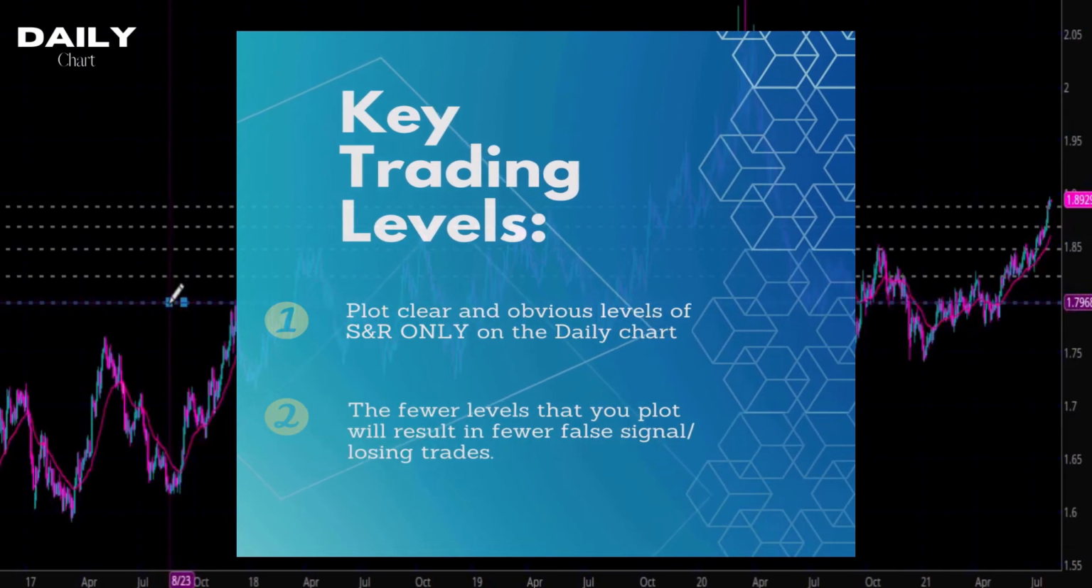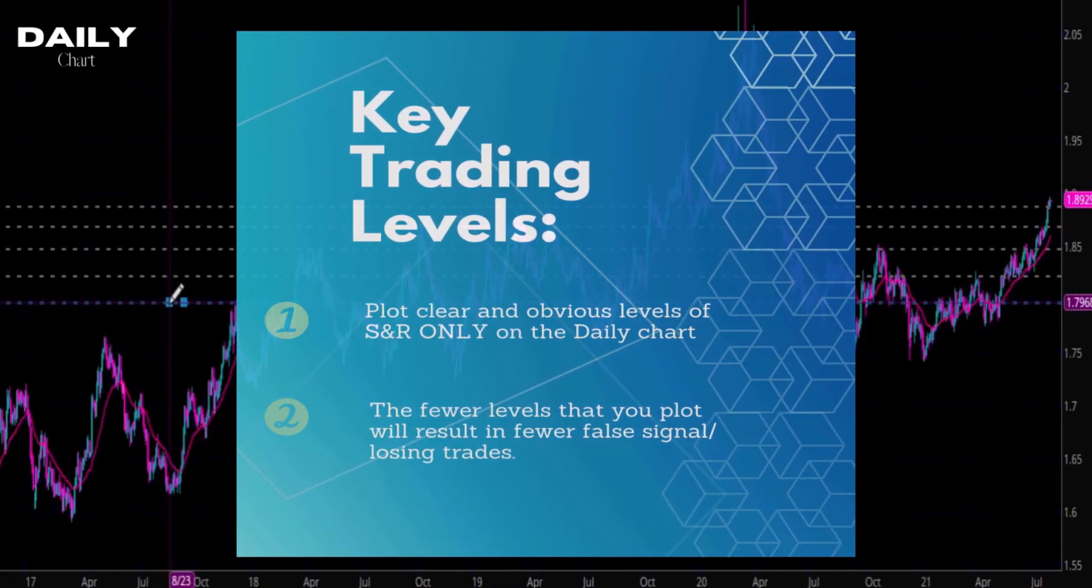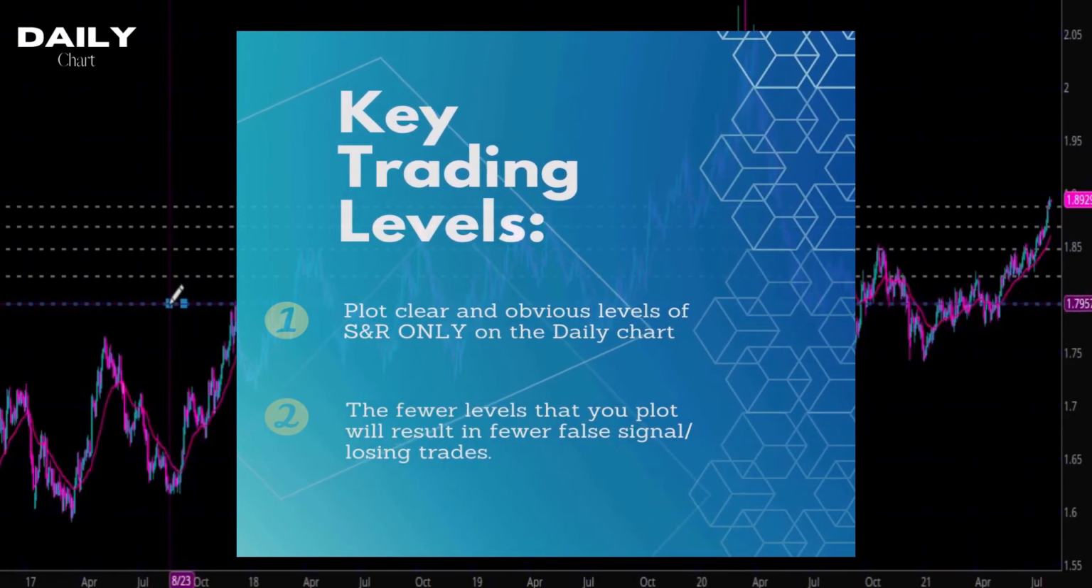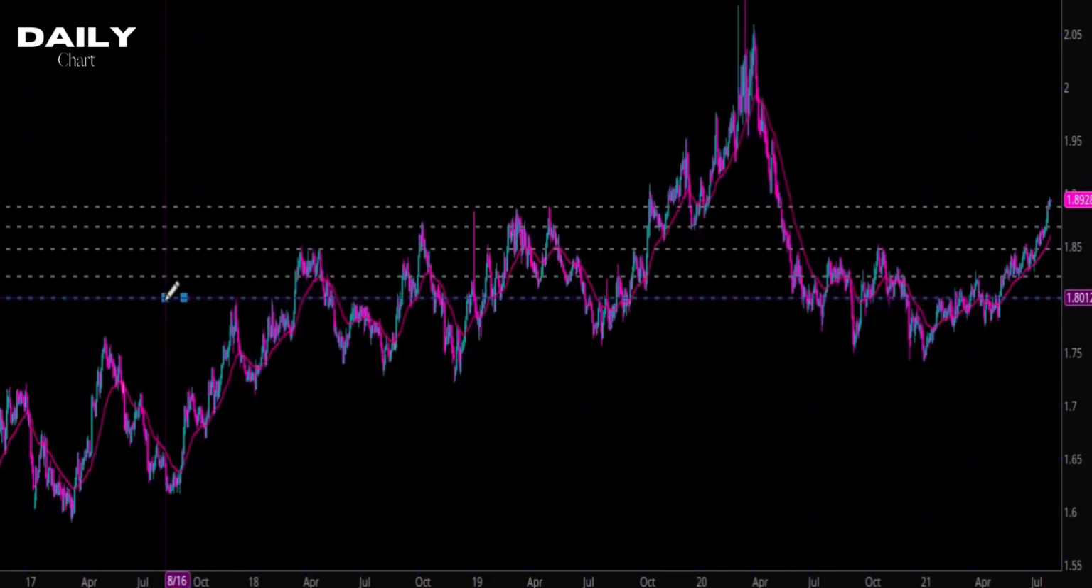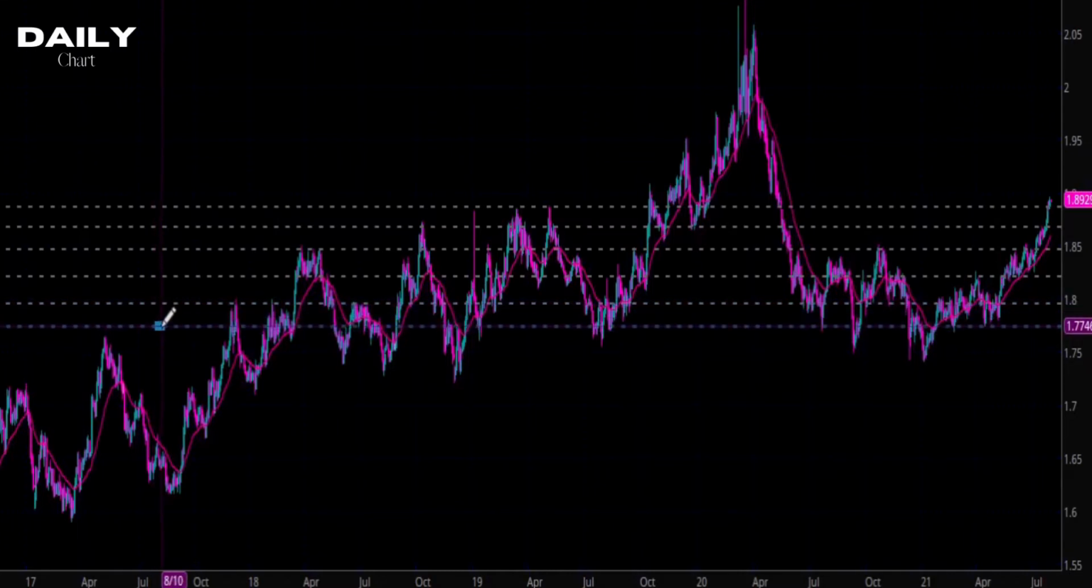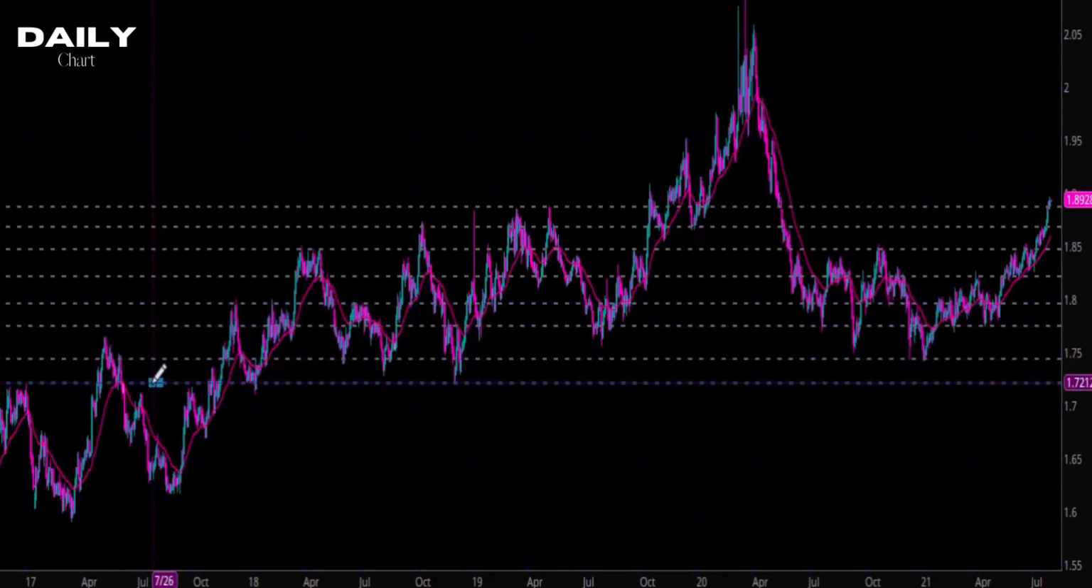Go through the daily chart and plot all of the clear and obvious levels of support and resistance which contain multiple reactions, just as you would with standard support and resistance. Remember, less is more. Once we have those daily key levels plotted, now we can zoom back into the 5-minute chart that we were originally looking to trade from.